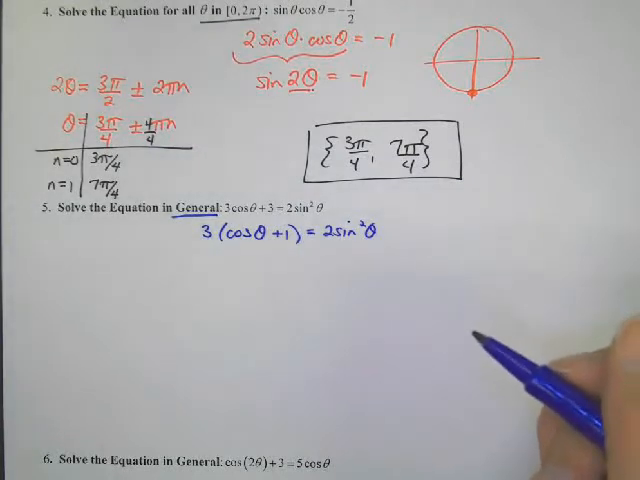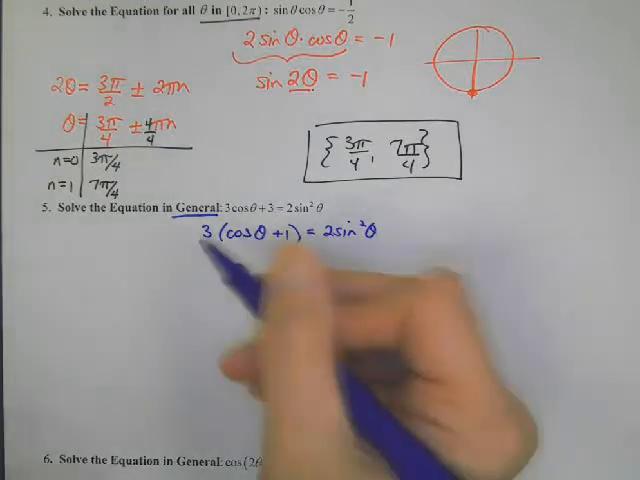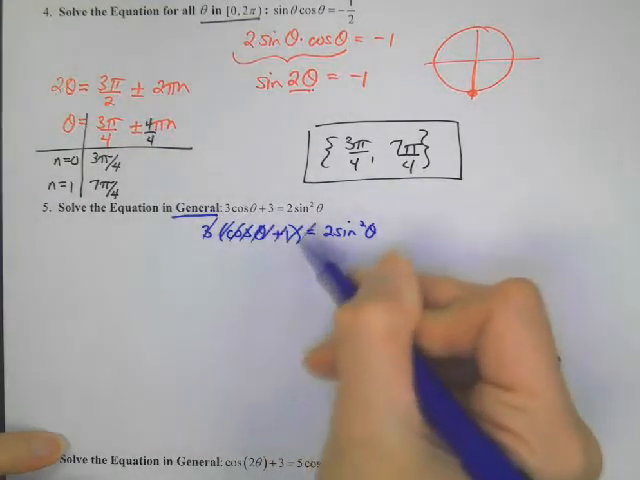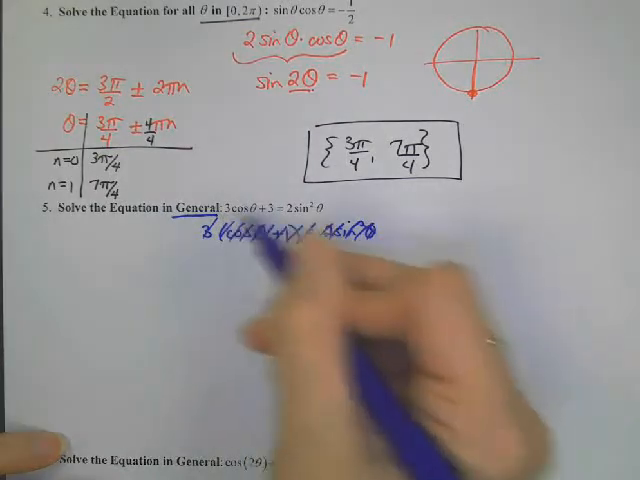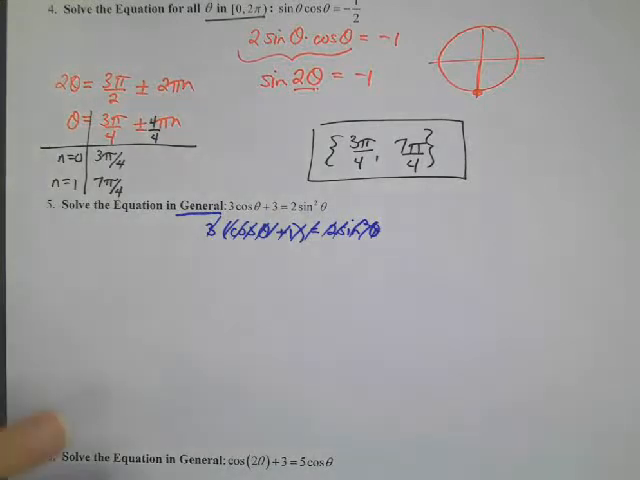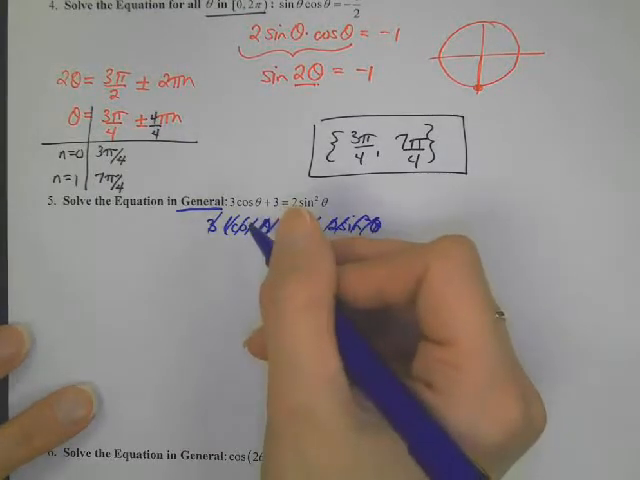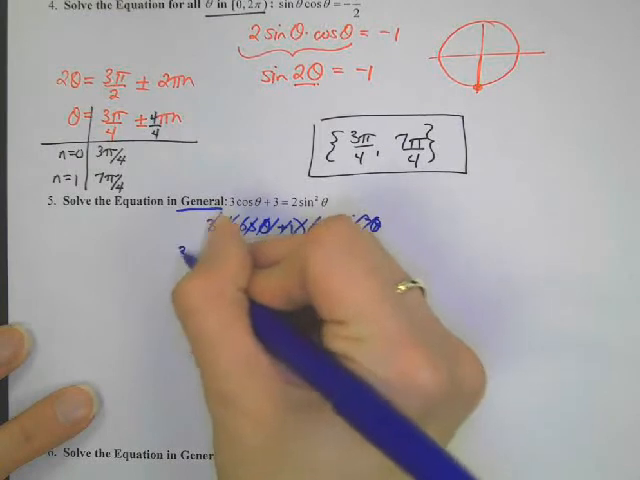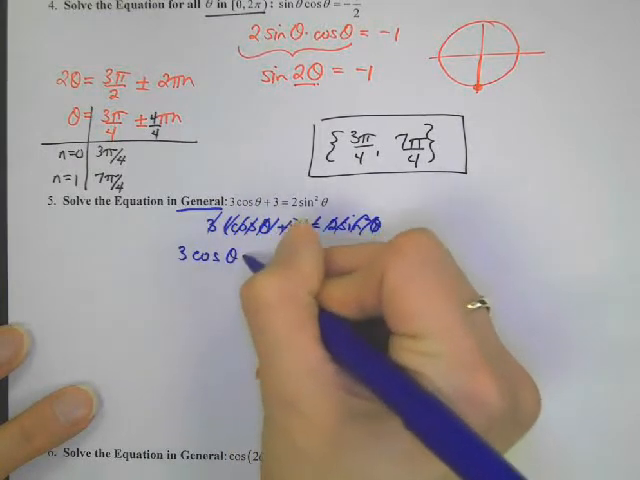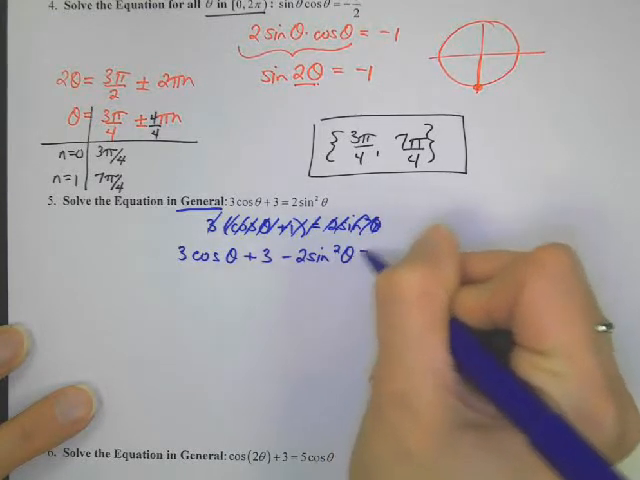How are we going to solve this equation? Yeah, that's not going to work. Let's abort. Let's try another technique. Remember, we're looking at a square. This is a quadratic. Do you know how to solve quadratics? We're going to have to factor. What if we put everything on one side at least? So let's bring everyone to the left. 3 cosine of theta plus 3 minus 2 sine squared of theta.